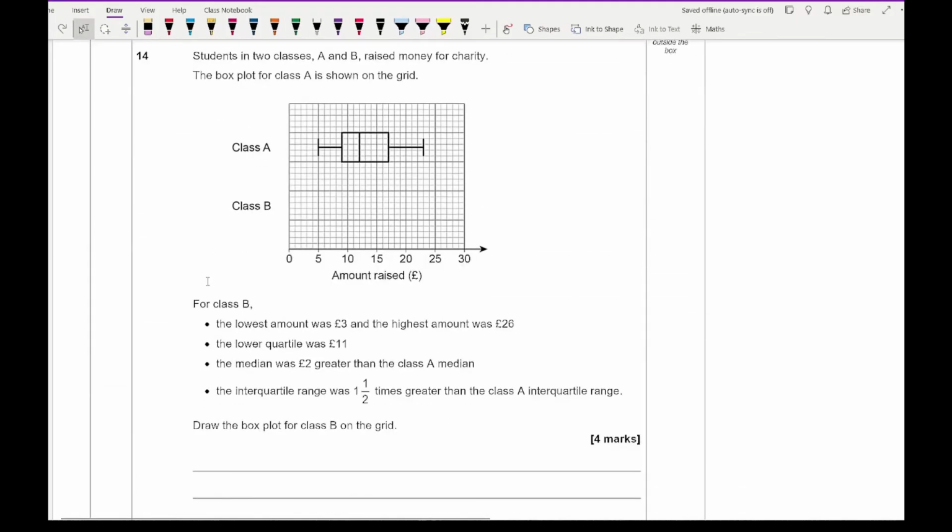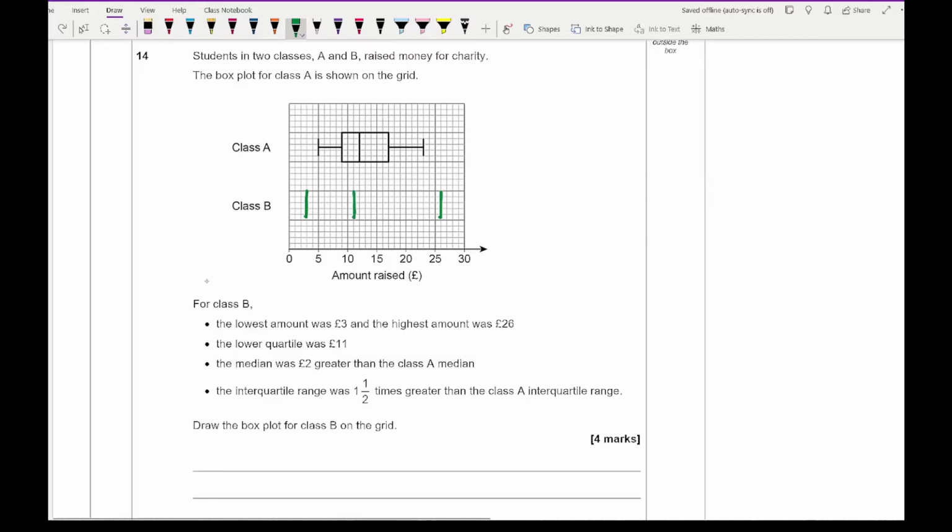Moving on to question 14, it says students in 2 classes A and B raise money for charity. The box plot for class A is shown on the grid. For class B, the lowest amount was 3 and the highest amount was 26. So I'm assuming that we need to draw this box plot, so yes we do. So the lowest amount is 3, which is there, and the highest amount was 26, which is there. The lower quartile is £11, which is there.